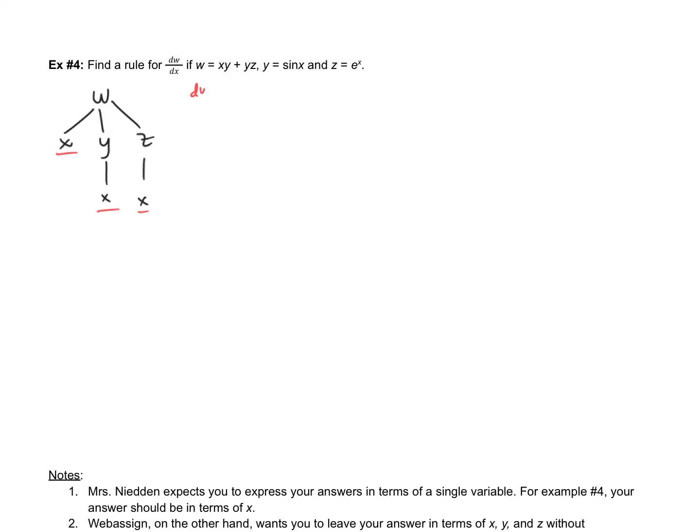Okay, so dw dx. If I go the first path, that's a partial of w with respect to x. Notice this partial is different from what I'm looking for. Then in the middle, I would take the partial of w with respect to y, and then the partial of y with respect to x. And for the last one on the right, I would take the partial of w with respect to z, and the partial of z with respect to x.